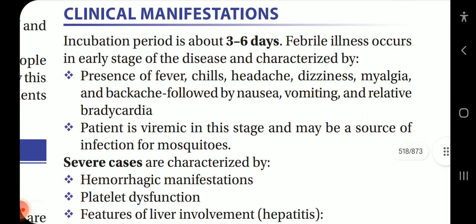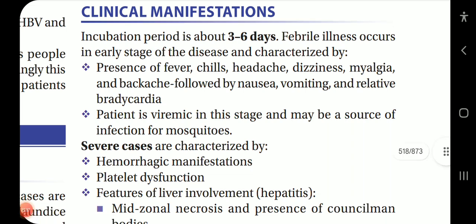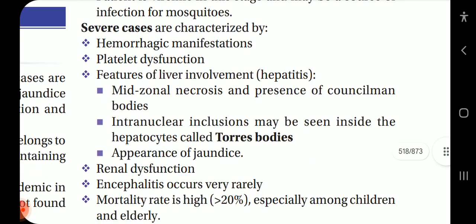Clinical manifestations. Incubation period is about 3 to 6 days. Febrile illness occurs in early stage of the disease and is characterized by presence of fever, chills, headache, dizziness, myalgia, and backache, followed by nausea, vomiting, and relative bradycardia. Patient is viremic in this stage and may be a source of infection for mosquitoes.